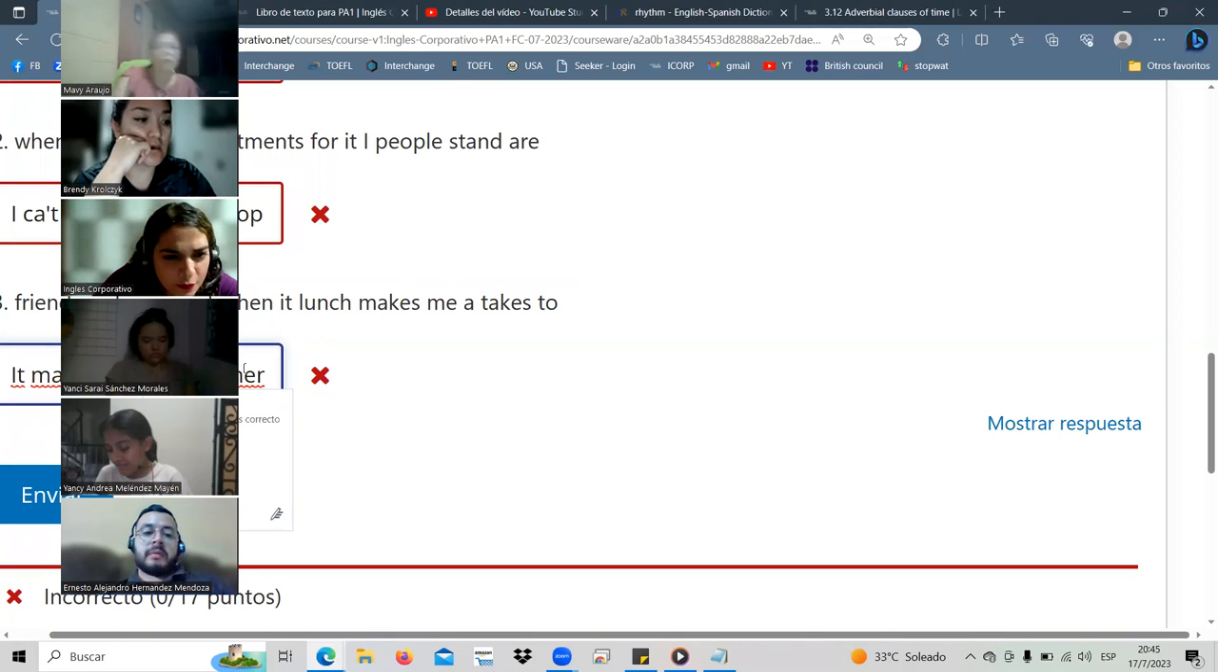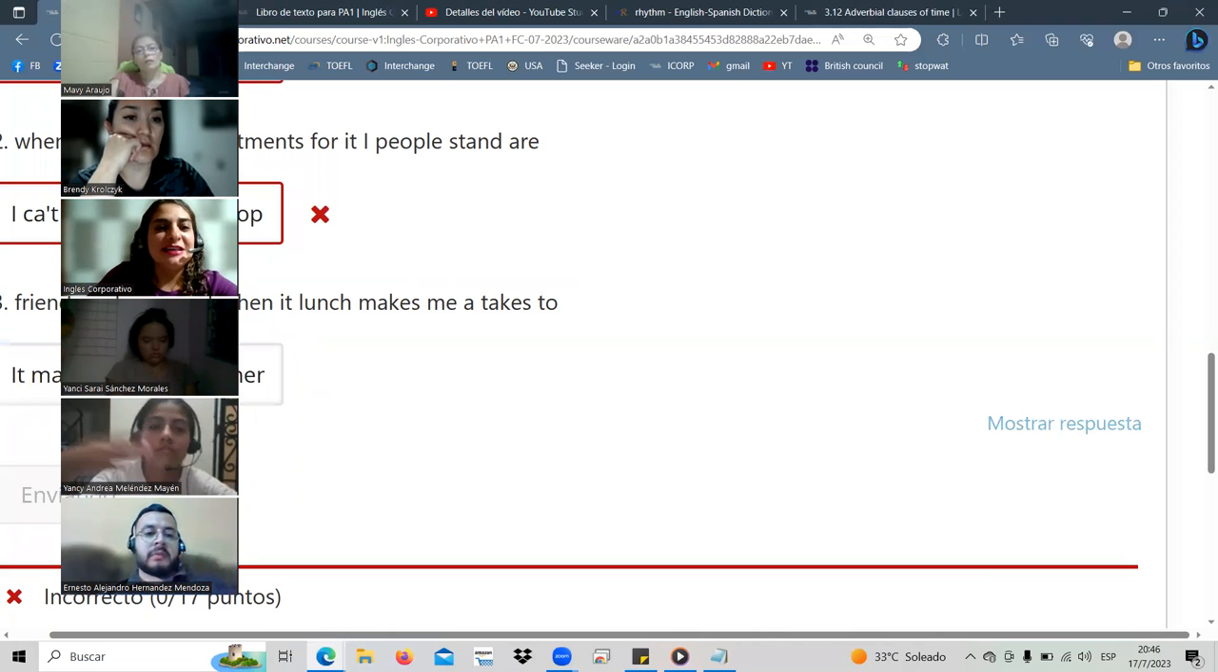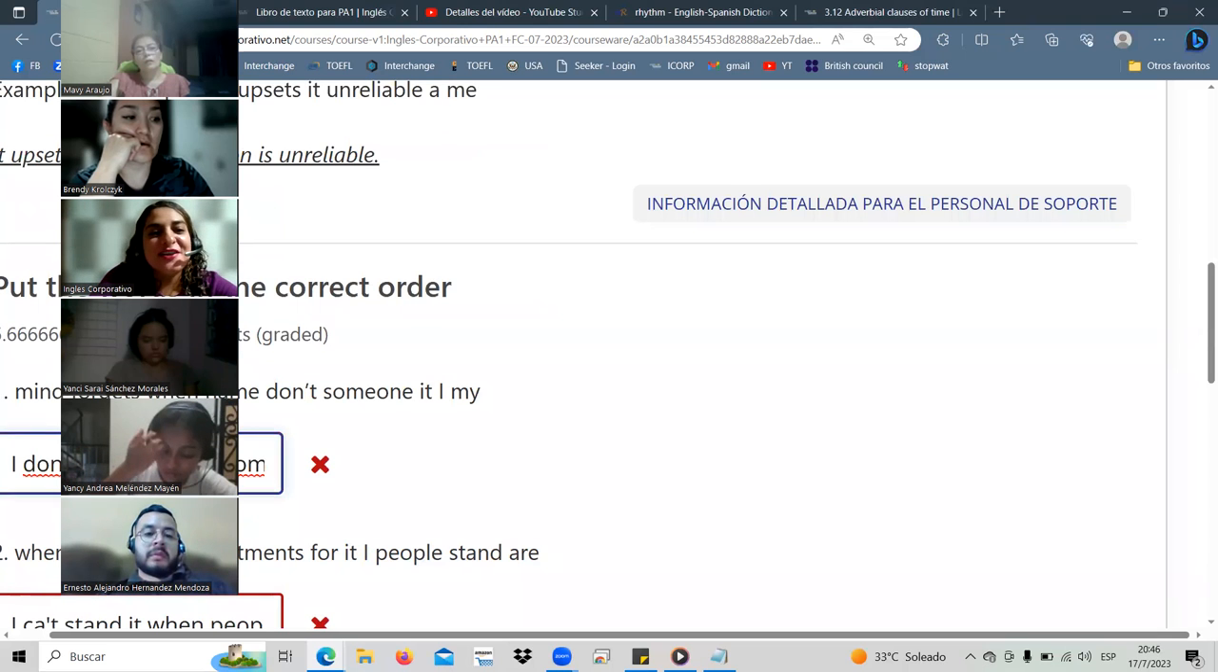When a friend... I think there is a double space here, if I'm not mistaken. When a friend, I think it is here. Okay. Let's see. No. And that was correct. Okay. So, what is the other mistake, guys? Help me. I don't mind it.